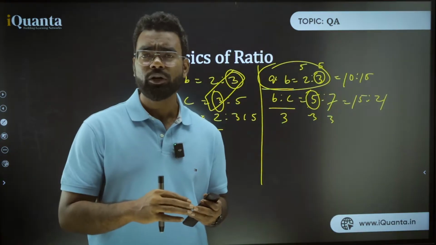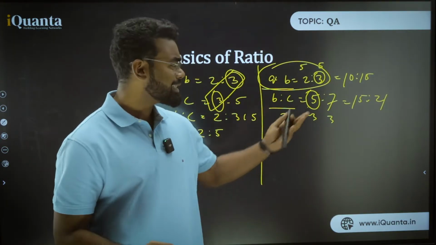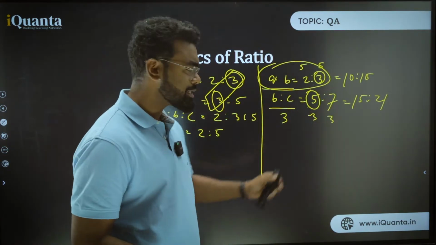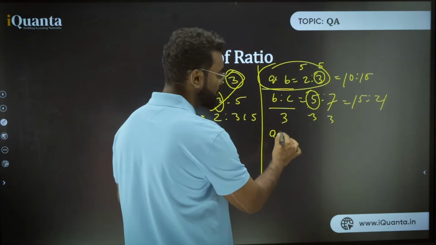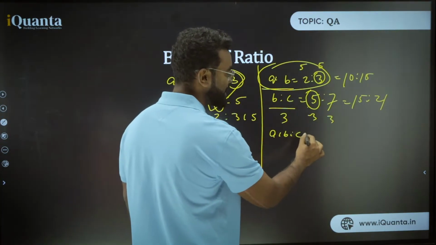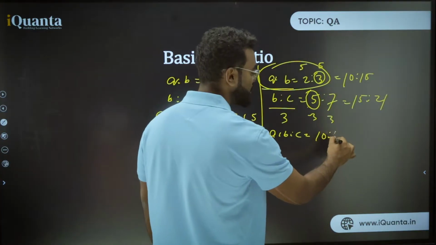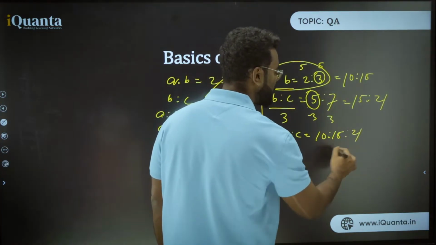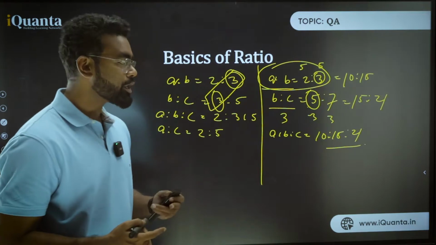The second method is you can go towards the LCM also, but this is the fastest way to solve this kind of question. So in this case, what is A is to B is to C? A is to B is to C has to be 10 is to 15 is to 21. I hope I have made it clear what we are going to do.